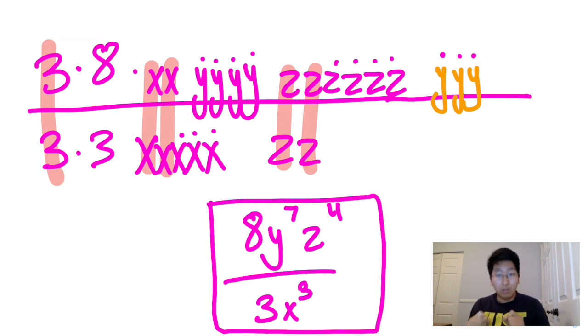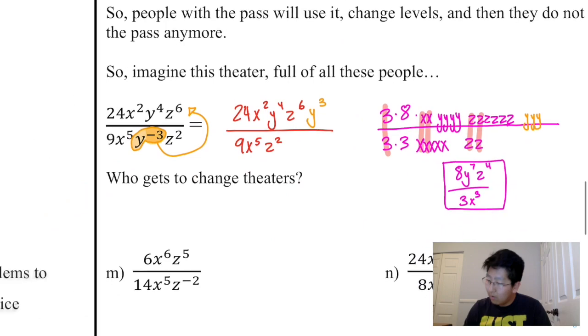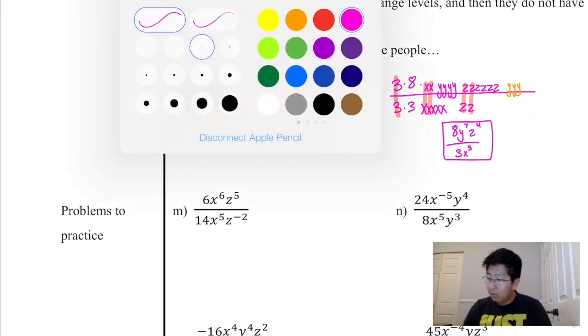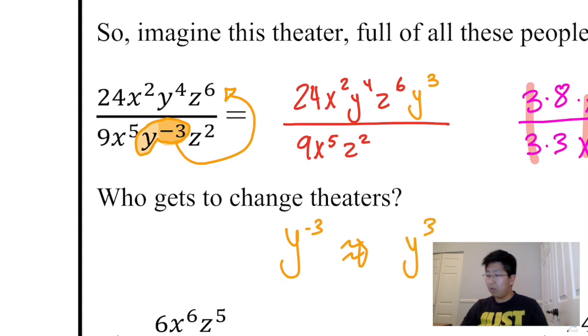And what I had to do was flip the negative exponent up to the top. Who gets to change theaters at the end of the day? We know that y to the negative third changed theaters. That became y to the third, and it went up to the top.